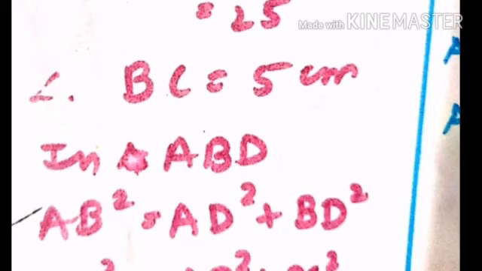Now what about the CD value, students? You have to think in the figure. Just check the figure. If BC is equal to 5, and BD is equal to x, then CD is equal to 5 minus x.